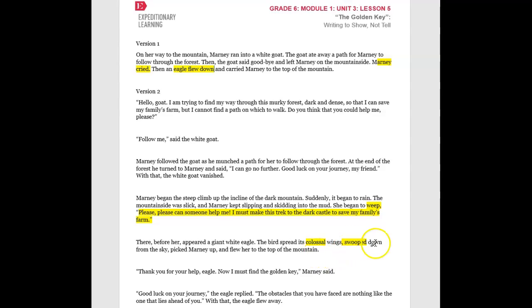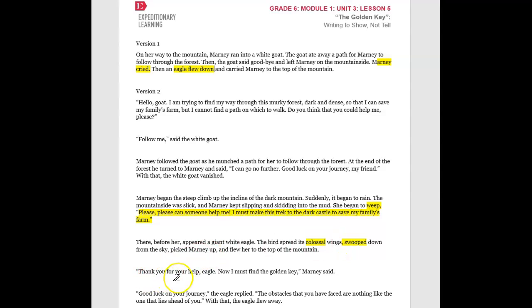The eagle flew down. Here, the eagle swooped down, picked Marnie up, and flew her to the top of the mountain. Much more vivid and interesting to read. I'm not sure what's going on in your mind, but when I read the eagle flew down and carried Marnie, I do see an eagle carrying Marnie, but here with its colossal wings and it's swooping down from the sky, I see its huge wings spread out. And I see it swooping like a curved action, flying down from somewhere up high in the sky to pick her up. So I get a much more clear and detailed image in my mind with this one.